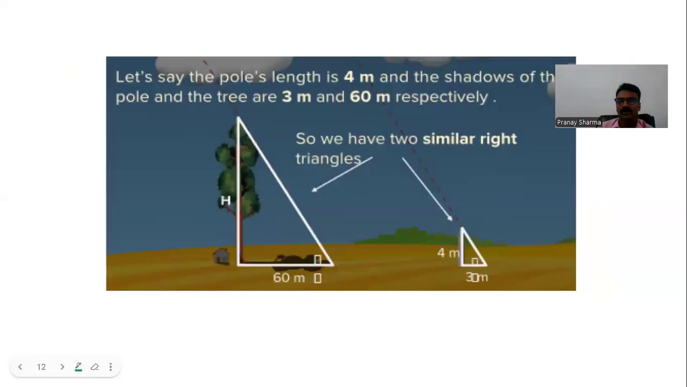Fine. However, you can also use trigonometry in order to get this calculated. But for that, you need to at least know what theta is. So if you know what theta is, it is very easy for you to calculate this. Fine.